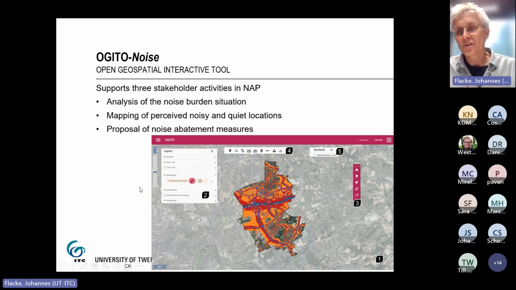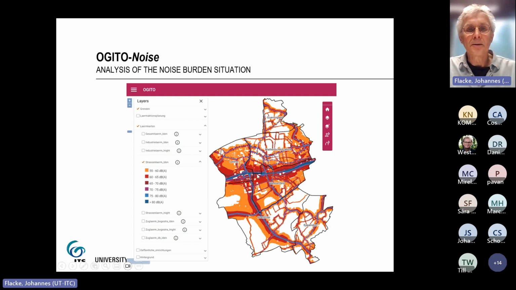In the end, I would like just to show a few examples of the functionality of the tool. So in principle, our participatory noise action planning tool has 3 features. It allows to analyze the burden situation, the burden with respect to the levels of noise. It provides features derived from those user stories of mapping perceived noisy and quiet locations. And it also includes features that allow users to propose noise abatement measures, noise mitigation measures. So what kind of action shall be taken to reduce levels of noise or to preserve quiet areas? So all derived from the user stories, these features or these functions were the key elements of the tool we developed.